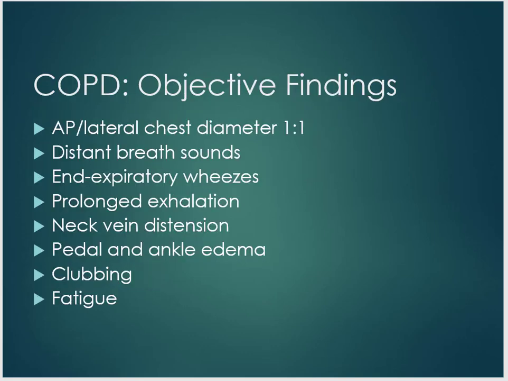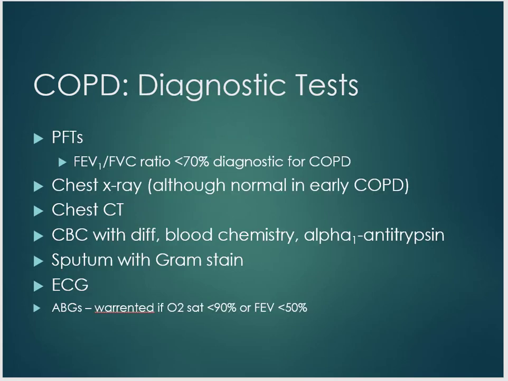Some objective findings that you will see will be the change in the chest diameter from a 1-to-1 perspective, whereas with a normal chest it's a 2-to-1. You may note distant breath sounds. There may be expiratory wheezes at the end of their respiration. You may note prolonged exhalation, neck vein distension, pedal and ankle edema. You may notice clubbing of the fingers and fatigue. Diagnostic tests include PFTs, chest x-rays, although those may be normal in early COPD, chest CTs, CBCs, sputums, EKGs, and ABGs if O2 sats are less than 90% or if your FEV is less than 50.